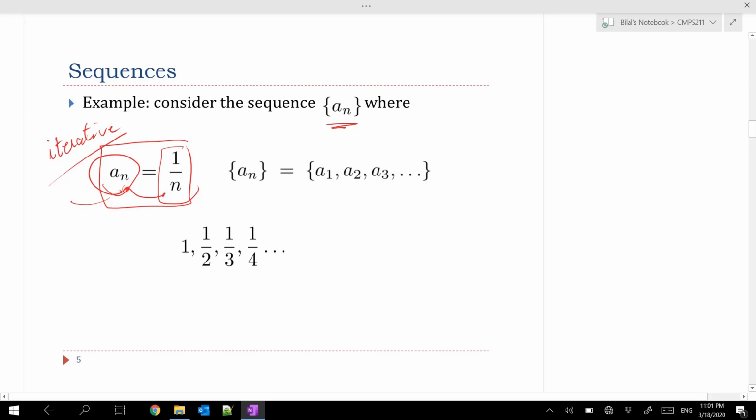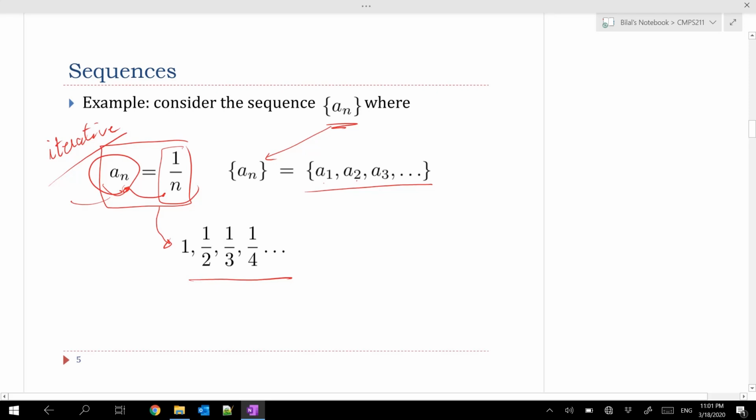So the total sequence would be equal to the set of elements a1, a2, a3, and so on and so forth. And if we want to enumerate them, we will just have to apply the formula on them. So 1 over 1 would give us a1, which is 1. 1 over 2 is a2. 1 over 3 is a3, and so on and so forth.